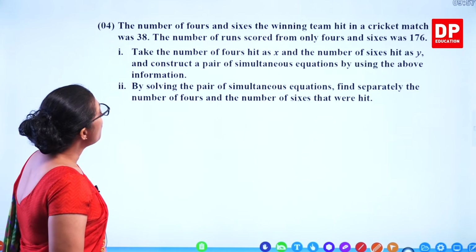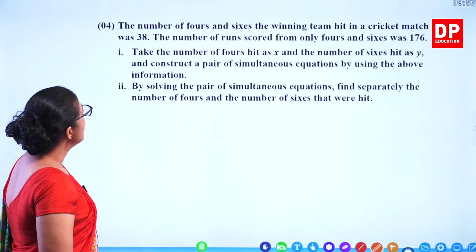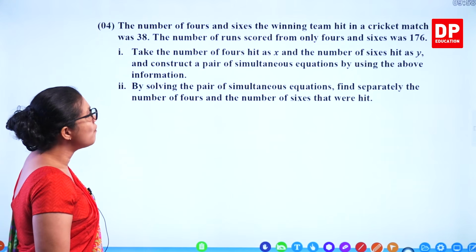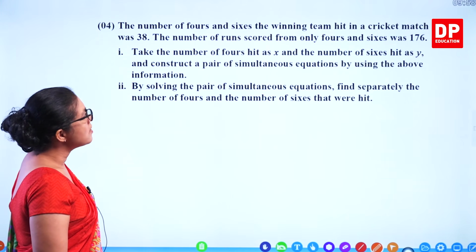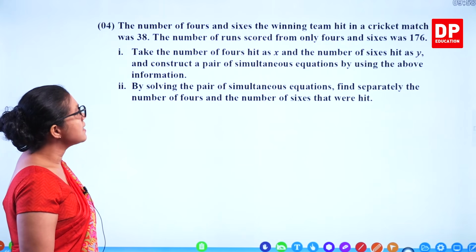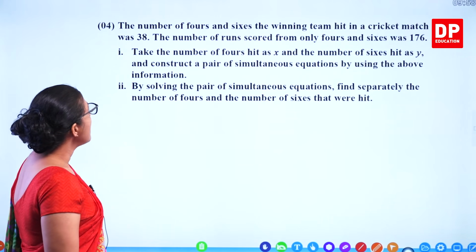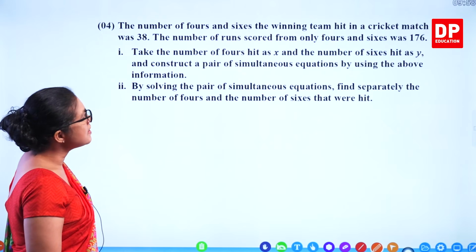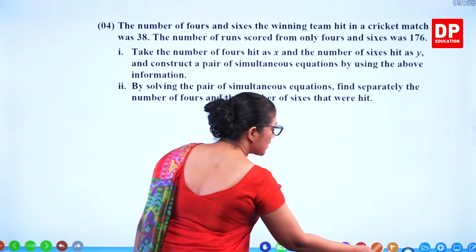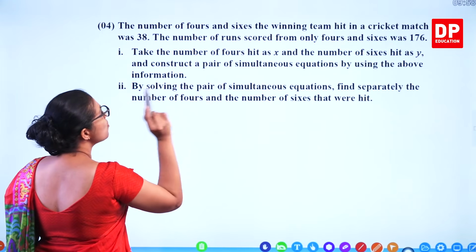The number of 4s and 6s the winning team hit in a cricket match was 38. The number of runs scored from only 4s and 6s was 176. Take the number of 4s hit as x and the number of 6s hit as y, and construct a pair of simultaneous equations by using the above information. So what's the most important part? Which one is x and which one is y?